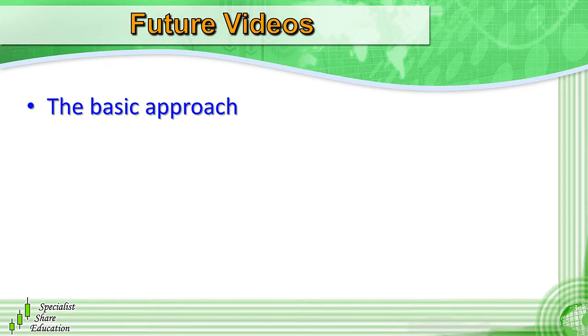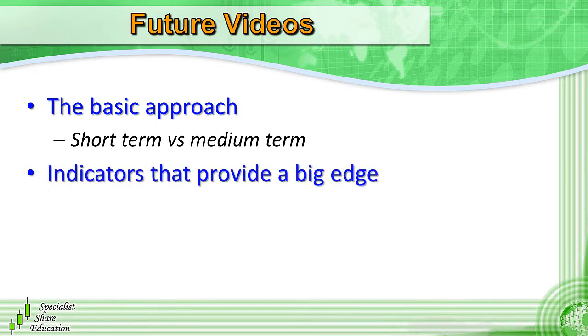Now in future videos I'm going to be looking at the basic approach between short-term and medium-term trading, and I'm also going to take a look at the indicators that provide a big edge in the market. But the key thing to remember is to keep it simple when you're doing technical analysis. It's very easy to overcomplicate things, and it generally leads to more confusion, leads to over trading, and generally not very good results. So when it comes to trading, keeping it simple is definitely the best way to go.